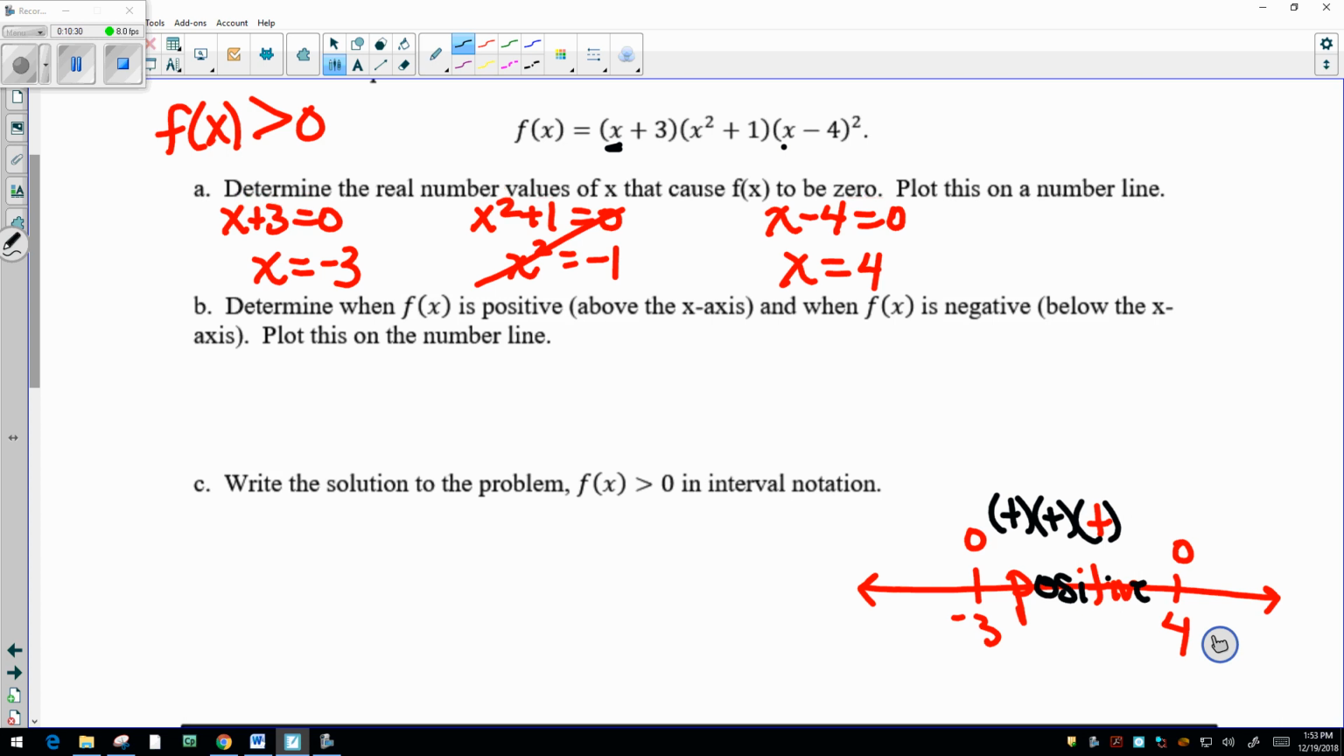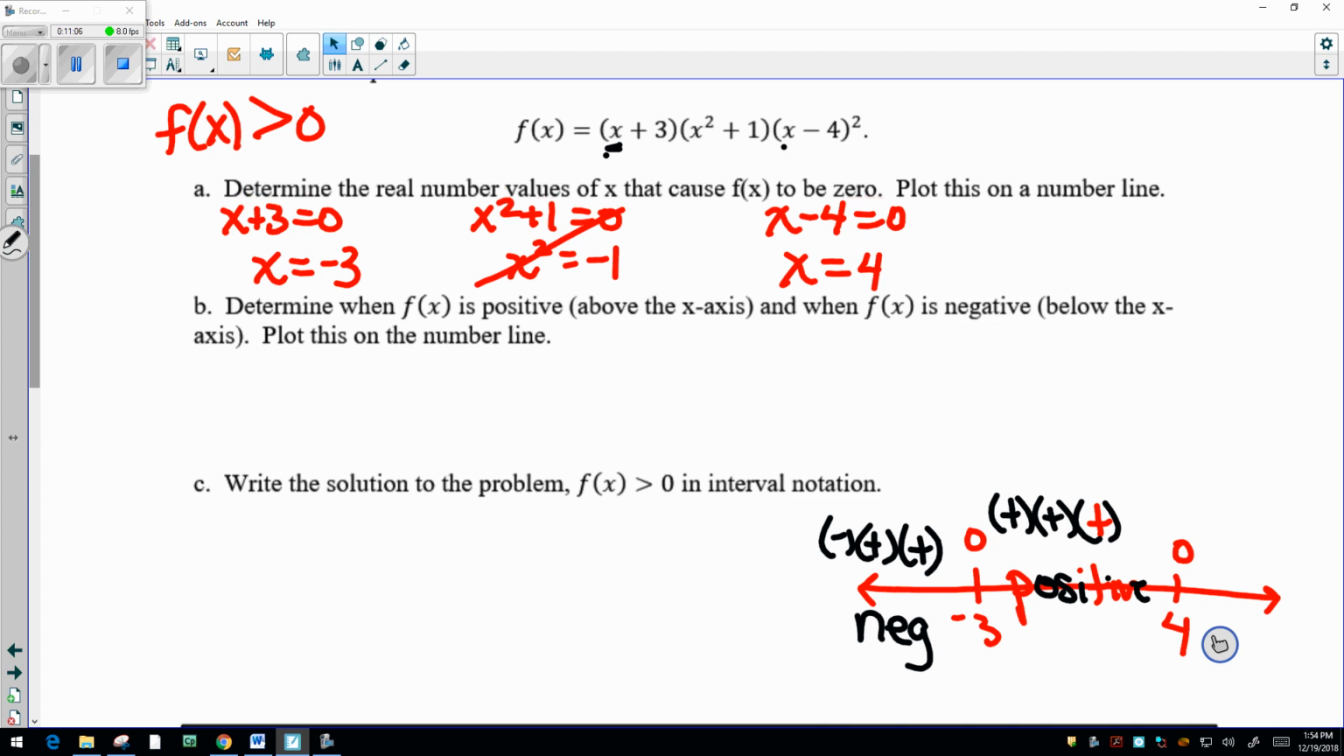Now we can do the same for each section. So if I took, let's say, for instance, a negative 4, plug it back in here. So negative 4 plus 3, that's going to get me a negative value. Negative 4 squared is positive. Plus 1 is still positive. Negative 4 minus 4, that gets me a negative value, but I have to square that factor. So if I square a negative value, now it becomes positive. So if we look at all of these, I have a negative times a positive, which is a negative, times another positive, which is still negative.